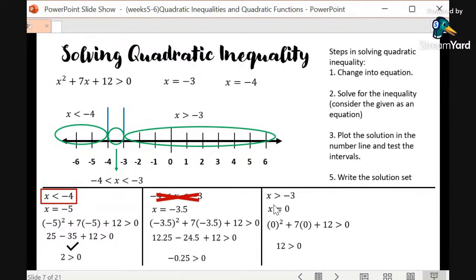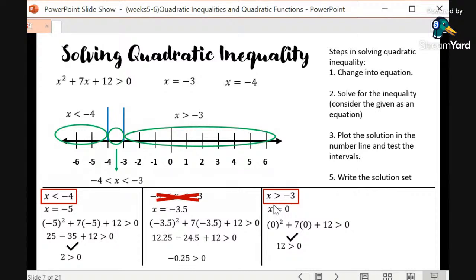Okay, now. So, is this true? 12 is greater than 0. So, tama yung kay Piolo, no? So, 12 ang sagot. Is this true? 12 greater than 0. So, of course, yes. Tama, no? So dahil true yan, so again, same thing dun sa pinakauna nating ginawa. So ang x is greater than -3 is a solution or part of the solution set.